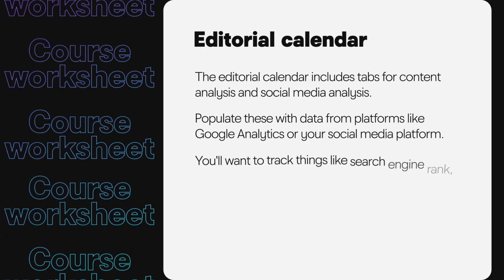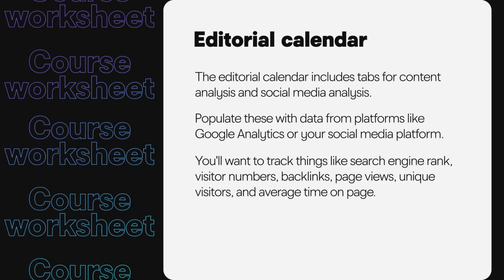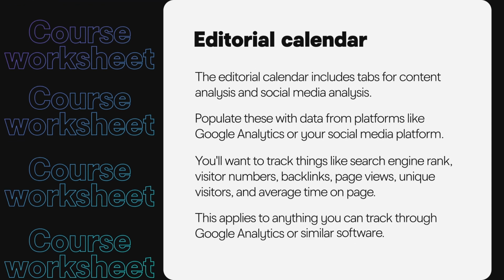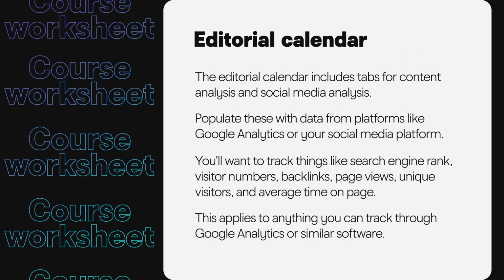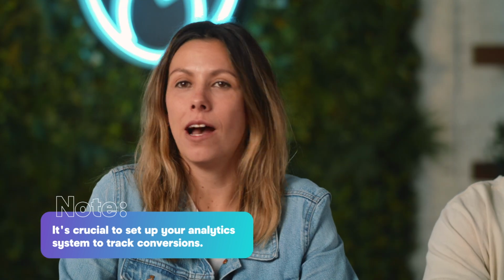You'll want to track things like search engine rank, visitor numbers, backlinks, page views, unique visitors, and average time on page. These apply to blog posts, product pages, sale pages, articles, and anything you can track through Google Analytics or similar software. It's crucial to set up your analytics system to track conversions. This way, you can determine how many readers clicked your call to action button and how many visitors became qualified leads. Exactly. For instance, you might have a booking calendar at the end of a blog post. You can measure how many visitors clicked on the booking calendar and how many actually booked a call. This will give you an idea of the percentage of visitors who converted into leads and then into clients.